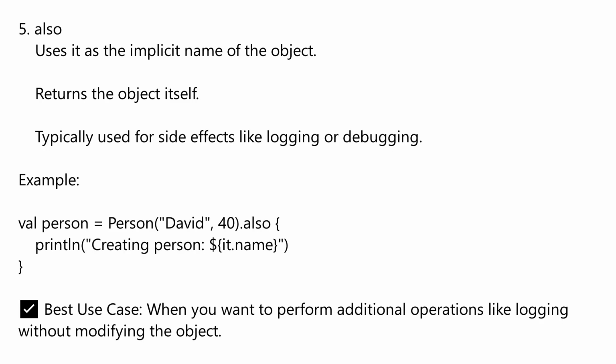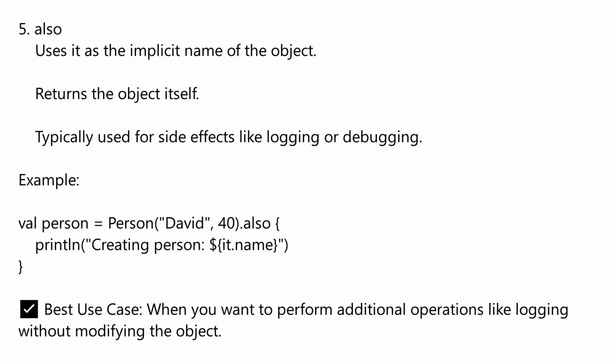The next one we are looking into is also. The fifth one is also. Also uses it as the implicit name of the object. It returns the object itself. It is typically used for side effects like logging or debugging.